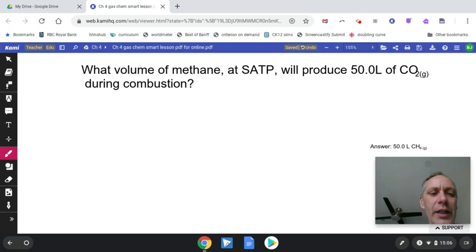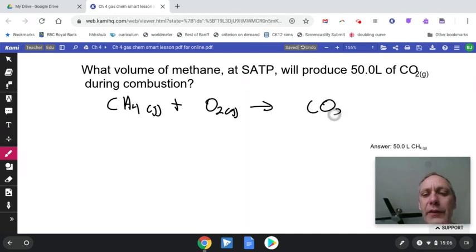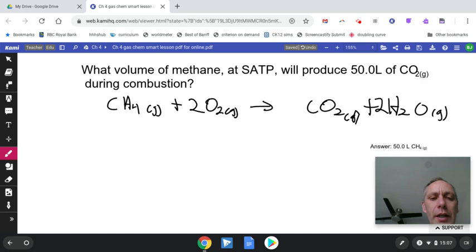Okay, so methane is combusting and producing CO2. Methane is 1 carbon, CH4. You need to know that formula. Methane combusts with O2 gas to make CO2 and H2O. Always, hydrocarbons make CO2 and H2O. Okay, 1 carbon, 1 carbon, 4 hydrogen, 4 hydrogen, 4 oxygen, 4 oxygen. That's a nice easy one to balance, and these are gases. So what are we looking for? What volume of methane? Volume of methane.